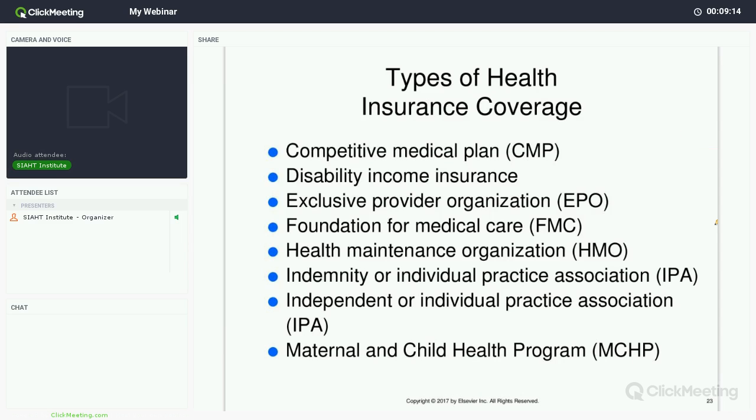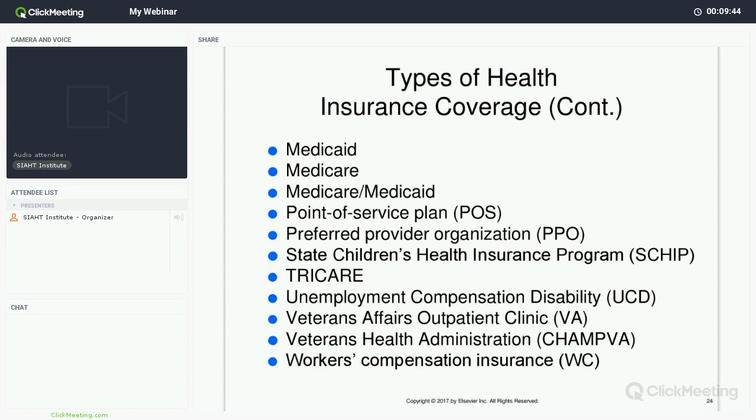Types of insurance coverage: we have comparative medical plans, we have disability income, exclusive provider organization, Medicare, health maintenance organization, indemnity, or individual practice association. And then we also have independent or individual practice association. Then there's a special plan that covers maternal and child health programs, which is only for maternal and child. And coverages may include Medicaid, Medicare. Both of them are state programs, or an individual might be in Medicare and Medicaid together.